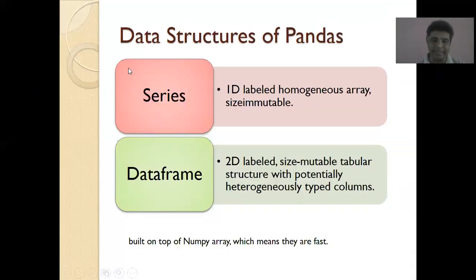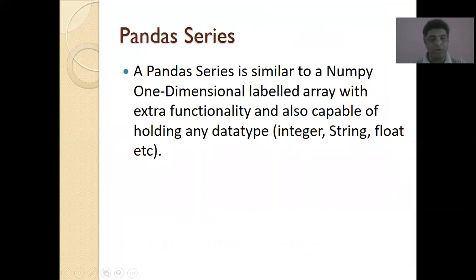Today we'll see the series, and later in the coming session we'll look into the data frames. When I talk about the Pandas series, it is similar to Numpy, a one-dimensional labeled array. In Numpy there was nothing called labeling of the rows and columns. We always had to identify any value based on the index 0, 1, 2, 3 for columns and so on.